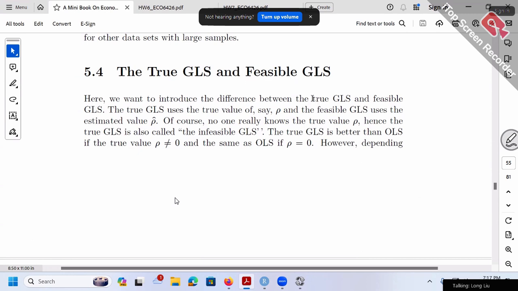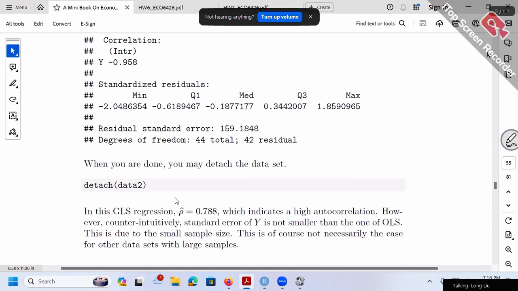So the idea, true GLS and feasible GLS, what are they? Very simple. True GLS will be the GLS regression using, for example, the true value of rho. If you use the true value of rho to do the GLS transformation, to get your Y star, X star, then the solution is called a true GLS. Of course, the true value we never know, right? How are we supposed to know the true value? That's why in practice, we do step number one, to calculate something called rho hat, right?